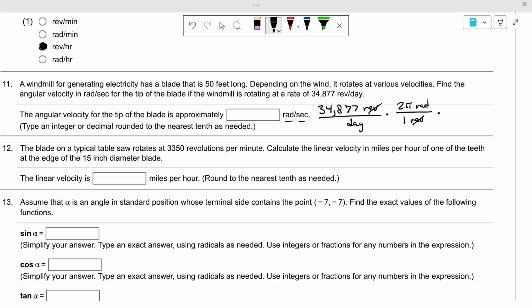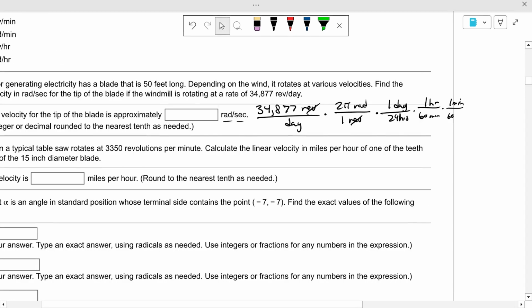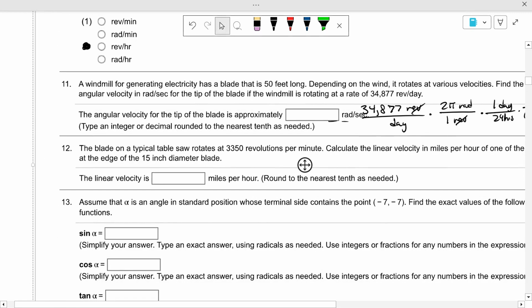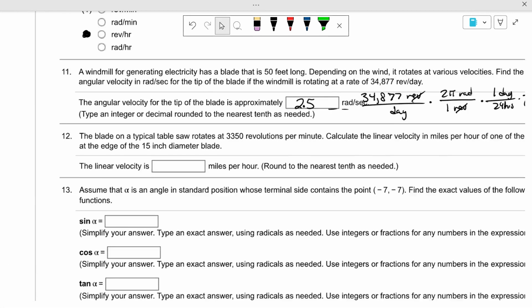So I know that in one day, there's 24 hours. And then in 1 hour, there's 60 minutes. And then in 1 minute, there's 60 seconds. So you take 34,877 times 2 times pi divided by 24, press equals, divided by 60, press equals, divided by 60 again, press equals. How many radians per second is that about? 2.5? I don't know. I'll go with it.